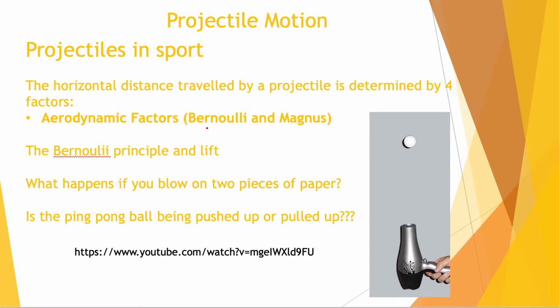We looked last lesson at the horizontal distance travelled by a projectile and what the determining factors are there. And there is a fourth factor. Obviously we looked at height of release, angle of release and speed of release. But there was a fourth factor, aerodynamics. So we're going to have a look at the Bernoulli principle today and how that explains the flight path of certain projectiles.